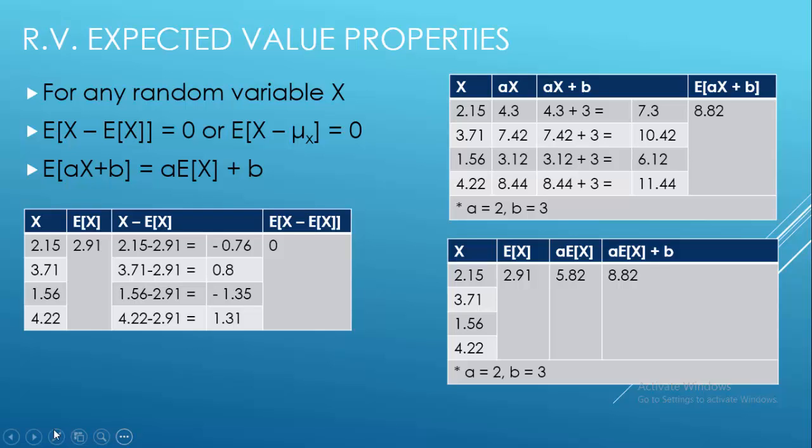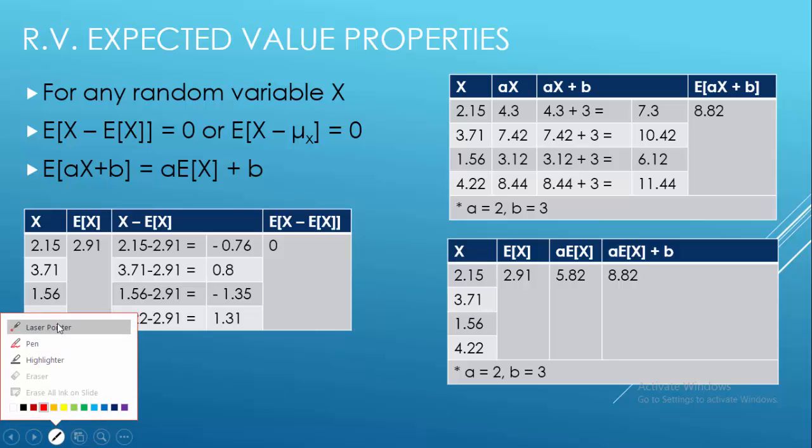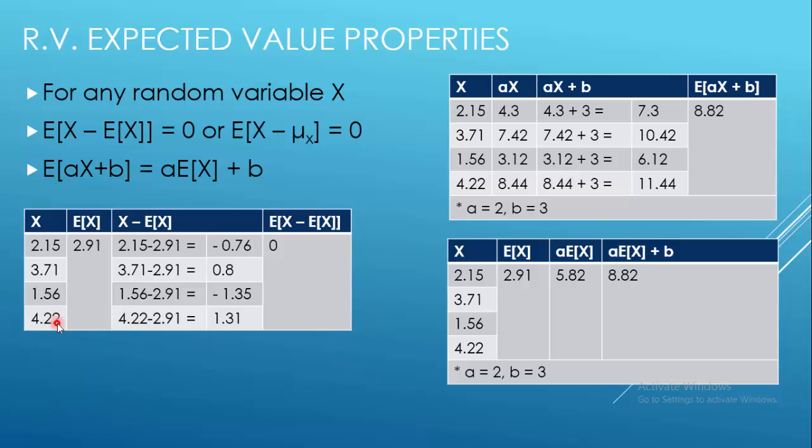Bismillahirrahmanirrahim. Now we will talk about the properties of expected value. There are two main properties of expected value. The first one is that if you subtract the average or expected value from the given random variable, and then again take the expected value of that difference, it will be equal to 0.